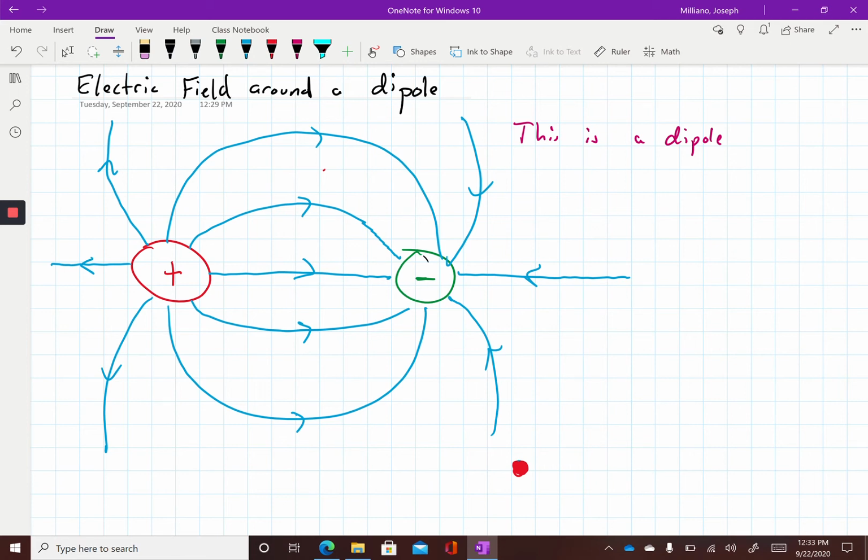And again, the spacing of the lines indicates how strong the field is here. So if we grab this zone, they're pretty strong. Compare it to this zone, they're not as strong. So the field gets weaker and then stronger the closer you get.